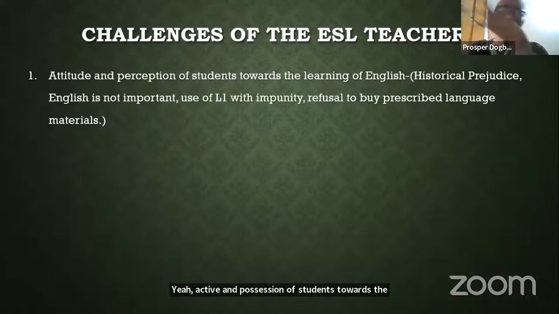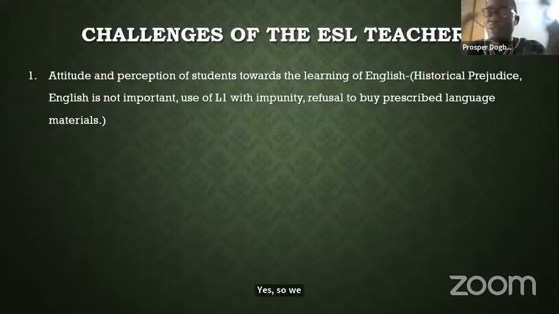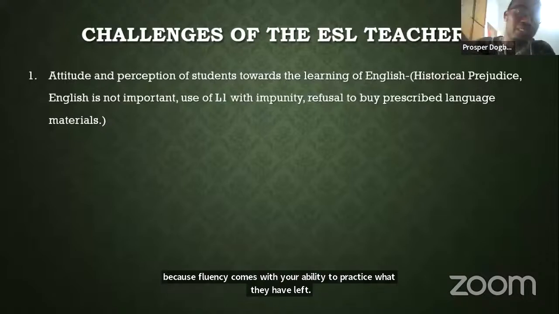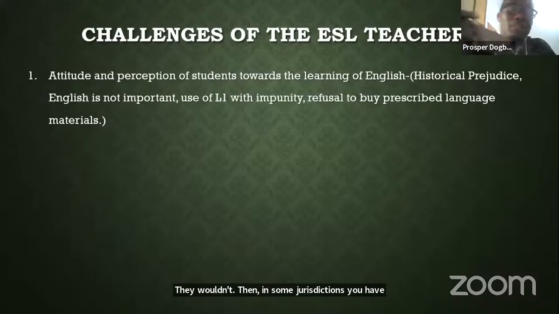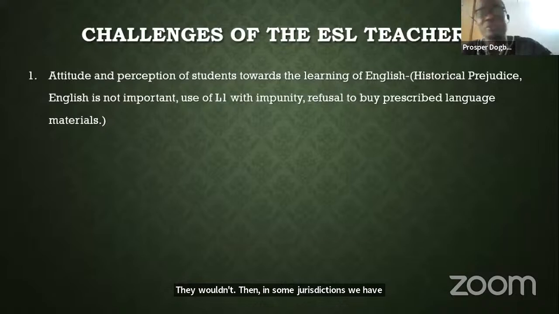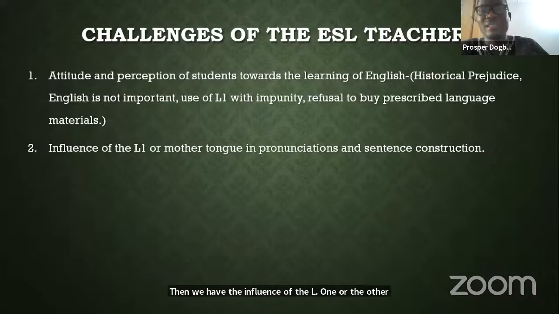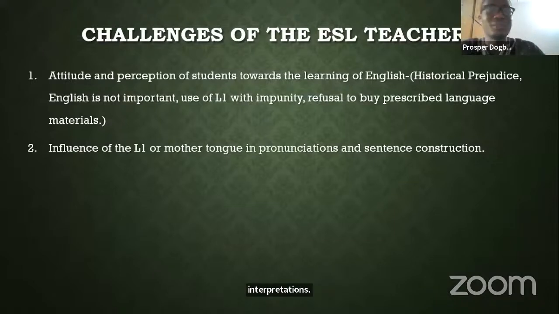Yes, so we have students using L1. You ask them to speak because fluency comes with your ability to practice what you have learned. They wouldn't. Then in some jurisdictions, you have prescribed books, texts or novels when it comes to the literature aspect that students have to read, they wouldn't buy them. What can the teacher do? Then we have the influence of the L1 or the mother tongue in pronunciation and sentence construction. So it's a challenge that we teachers do face.